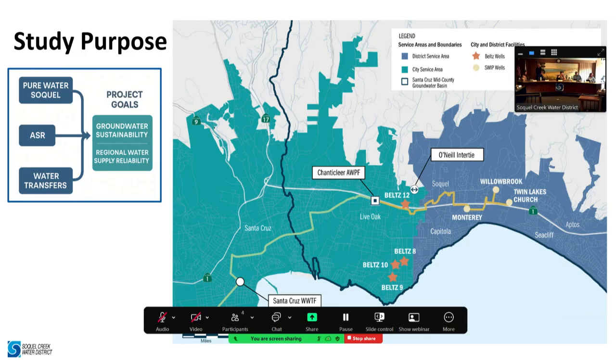The existing PMAs that were included, PMAs being those projects and management actions, are Pure Water Soquel on the district side, and then the city's Aquifer Storage and Recovery Well Project, or ASR, and then water transfers between our two agencies, with the overall project goals being sustainability of the groundwater and regional water supply reliability. That map is just showing a broad overview of some of the existing infrastructure that is being considered in this project.